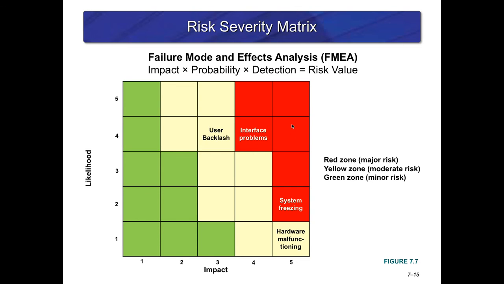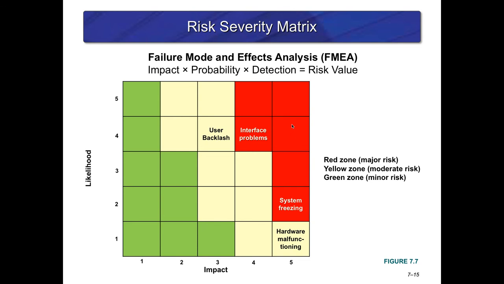So let's look at the impact across the bottom, right? And what's the score for impact on the system freezing? 10. Right, so 5 by 2 is a 10, right? When you look at the interface problem, it's 4 by 4. What's 4 times 4? 16. So which one should you look at first? Interface. Interface? Exactly, because it has a higher score. See? So that's the easy part, right?